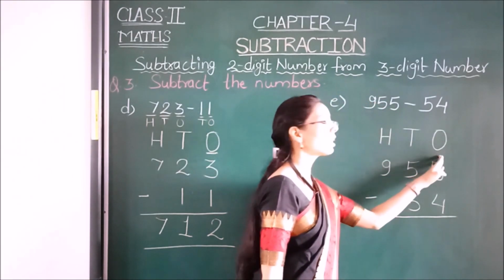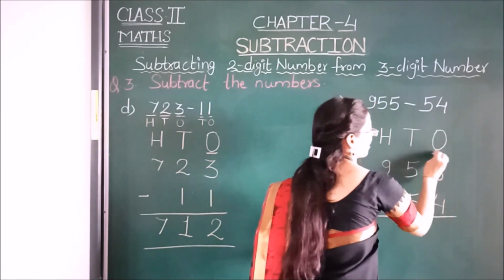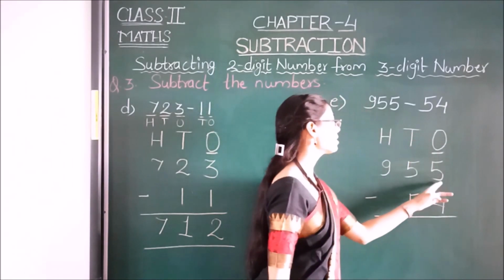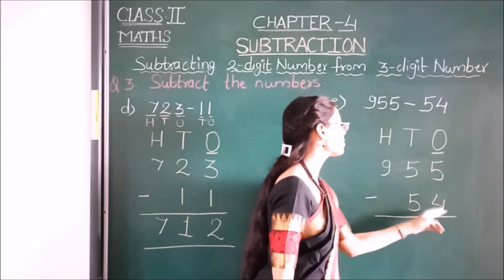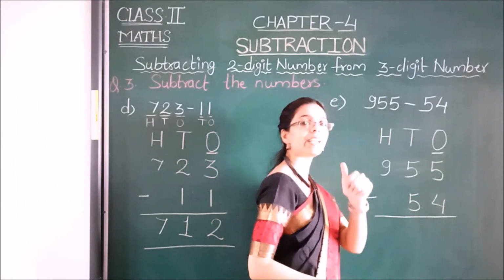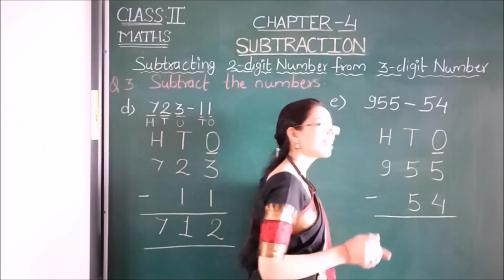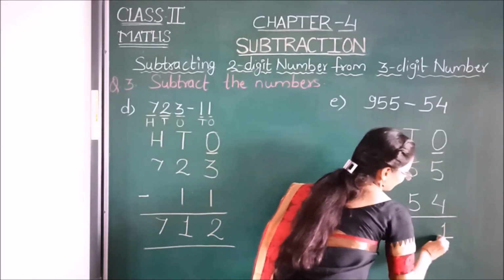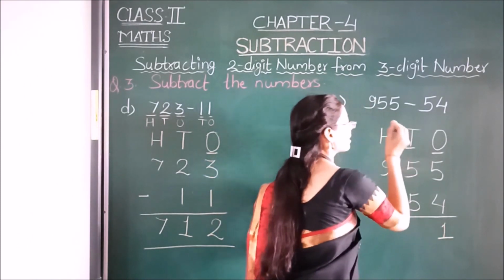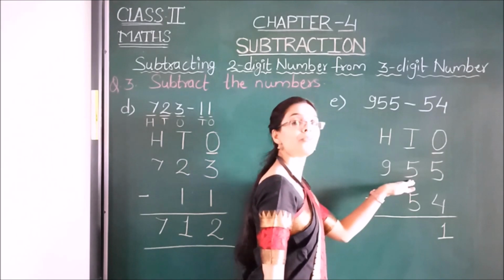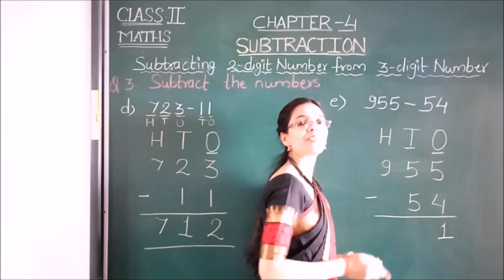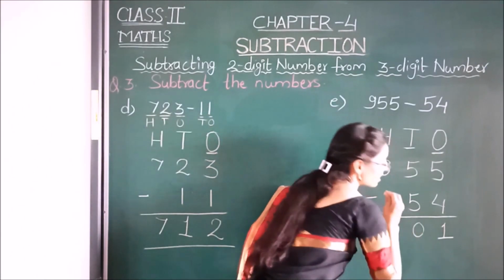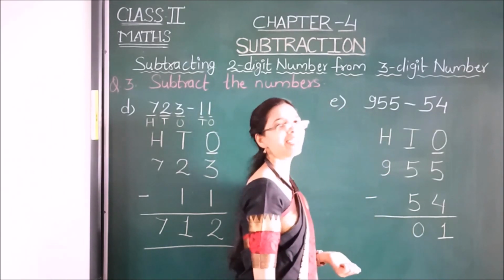Always subtract the ones first. So start from the ones column. Which number is here? 5. 5 minus 4. How many fingers are there? 1. Now move to the tens column. Which number is here? 5. 5 minus 5 is 0. When we subtract the same number, we will get 0.